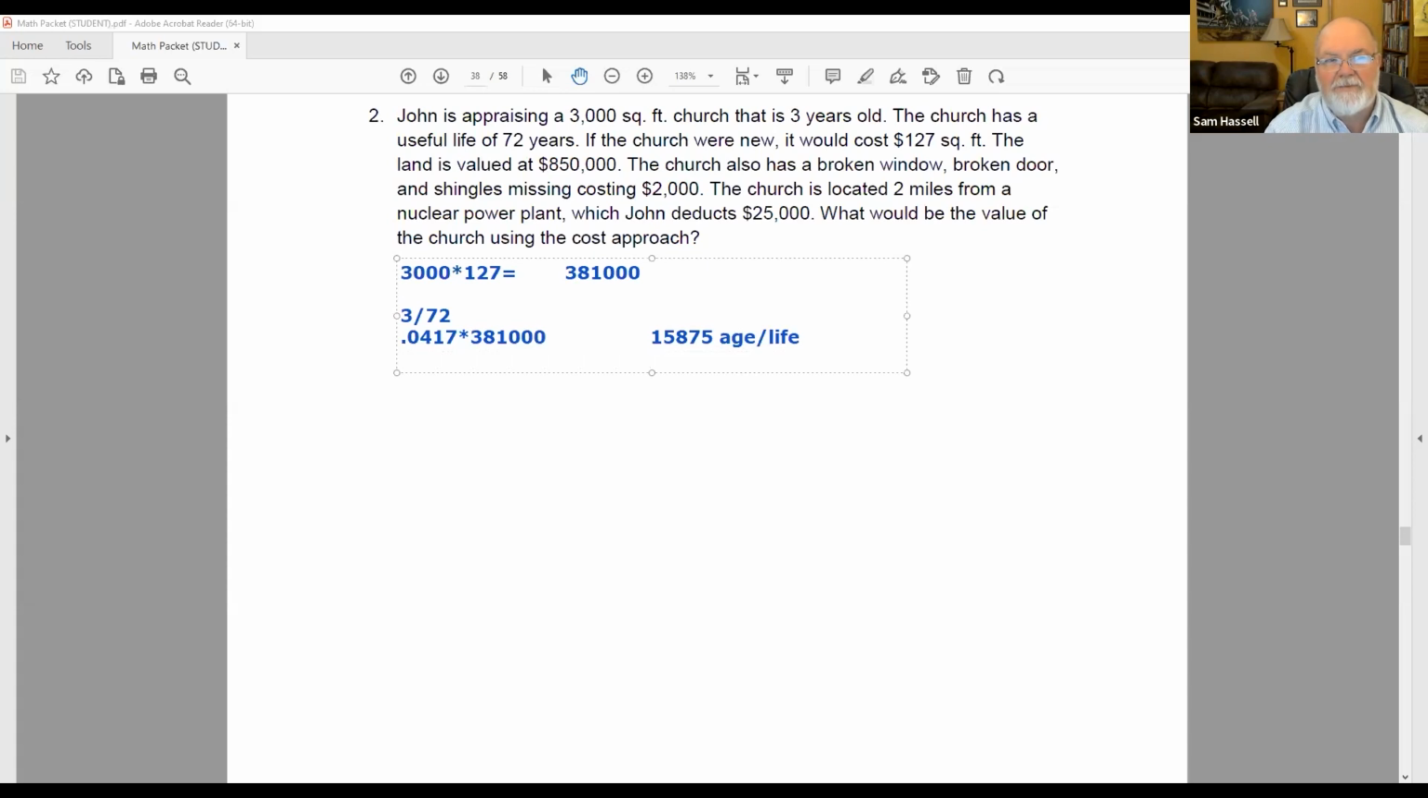Well, now we also have some other depreciations that we're taking here. We have physical obsolescence for 2,000. Broken window, broken door, shingles are missing. So that's $2,000 they have established for physical. Now we also have some economic depreciation. Can I change the fact that there's a nuclear power plant down the street? I can't change that, right? So he's going to deduct $25,000 off of that. So that's economic.